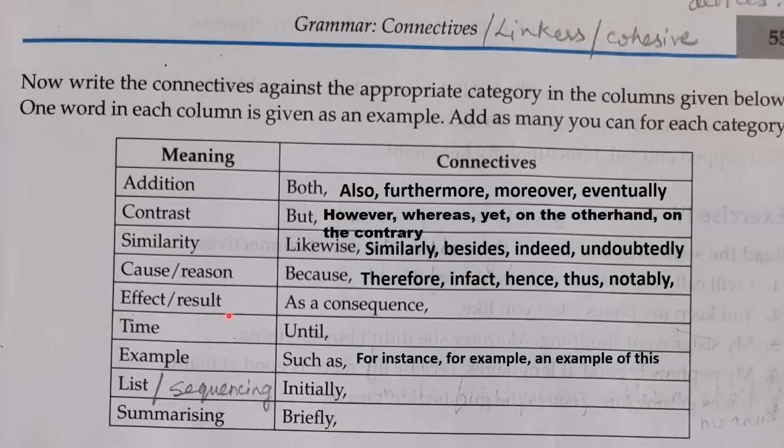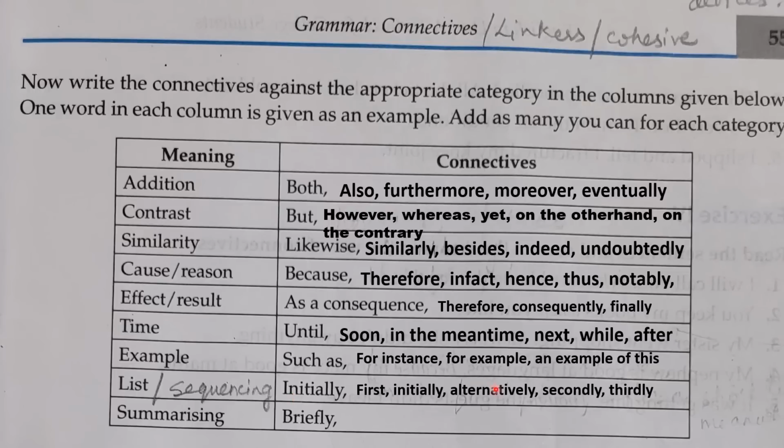Effect and results. When you are talking about effect and results, as a consequence, therefore, consequently, finally, and the time connectives are until, soon, in the meantime, next, while, after, and so on. Examples: such as, for instance, for example, an example of this. List. When you are listing or sequencing, you use initially, first, alternatively, secondly, thirdly. When you are summarizing, you use briefly, surely, in other words, on the whole. So these are only a few examples I have given. There are hundreds of connectives. As you use them, you will be familiarizing yourself and you become proficient. So use as many connectives as possible. Only with connectives you gain proficiency in your language.